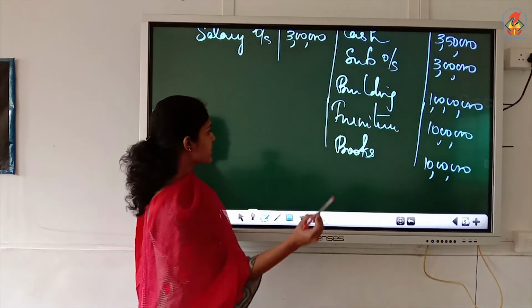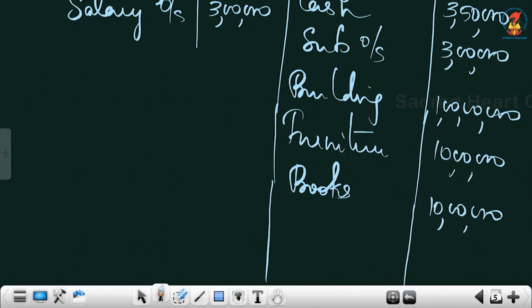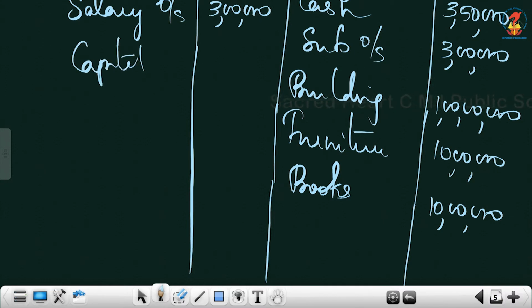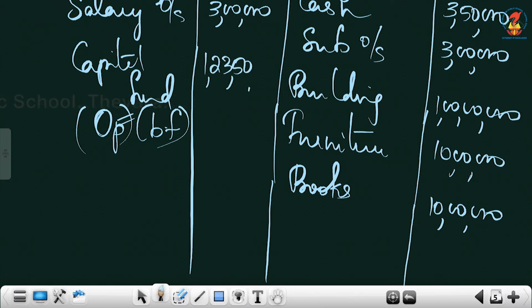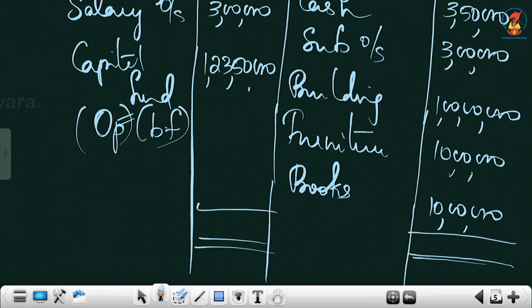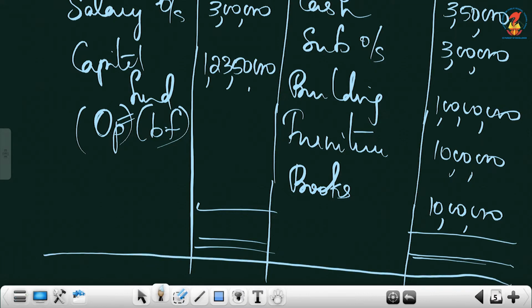Now, you find the balancing figure of this balance sheet, and that will be written as always. The balancing figure will be here on the liability side, because we are trying to find the value of the opening capital fund. So, the balancing figure now is 1,23,50,000. See in the textbook, I have to write the totals here.